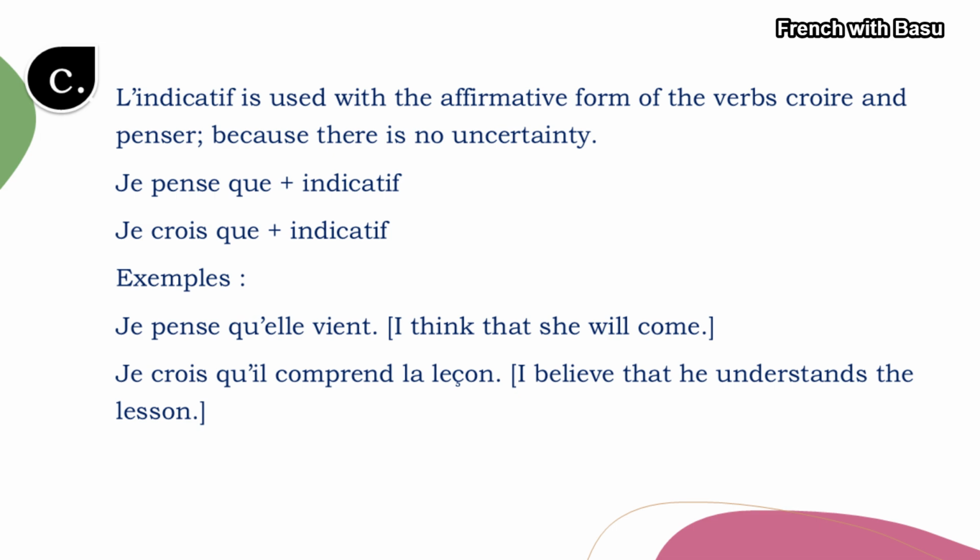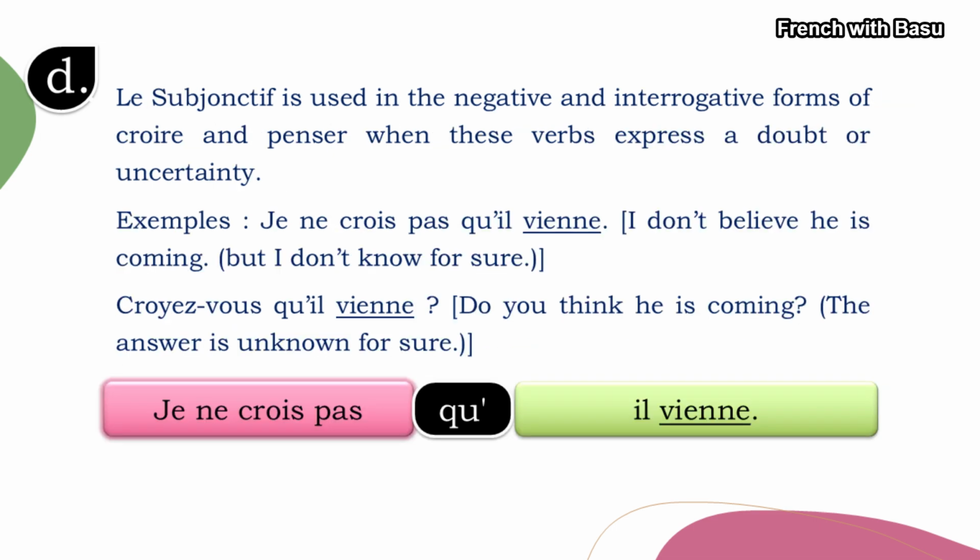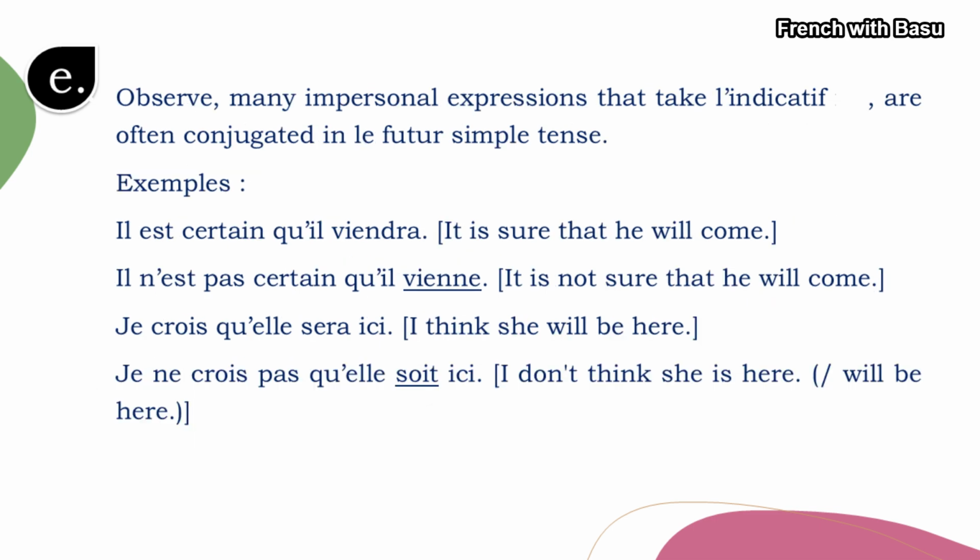C. L'indicatif is used with the affirmative form of the verbs croire and penser, because there is no uncertainty. Je pense qu'elle vient. Je crois qu'il comprend la leçon. D. Le subjonctif is used in the negative and interrogative forms of croire and penser when these verbs express a doubt or uncertainty. Je ne crois pas qu'il vienne. Croyez-vous qu'il vienne? Observe, many impersonal expressions that take l'indicatif are often conjugated in le futur simple tense.